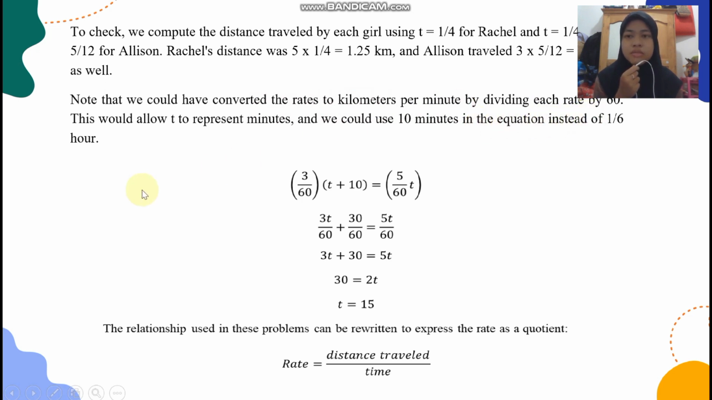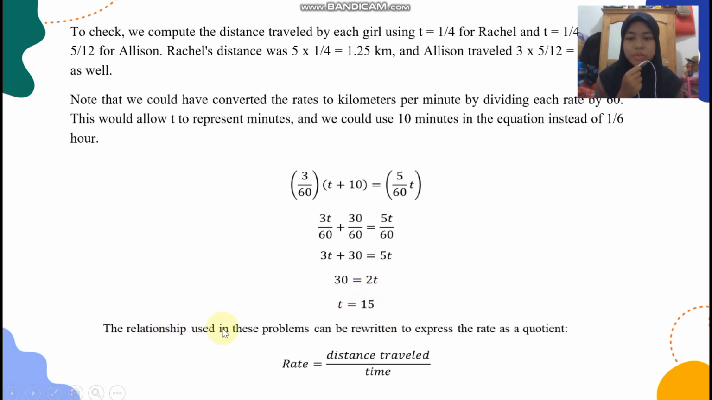Note that we could have converted the rates to kilometers per minute by dividing each rate by 60. This would allow t to represent minutes, and we could use 10 minutes in the equation instead of 1/6 hour. So 3/60 times (t + 10) = 5/60 t, and it will be 3t/60 + 30/60 = 5t/60, and it will be 3t + 30 = 5t, and 30 = 2t, and t = 15.